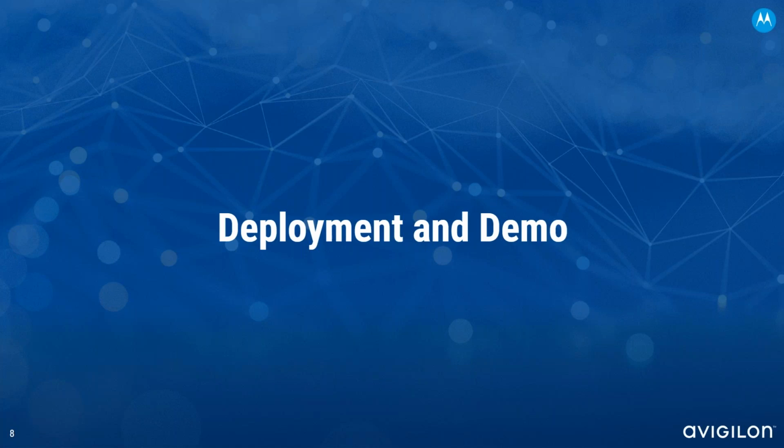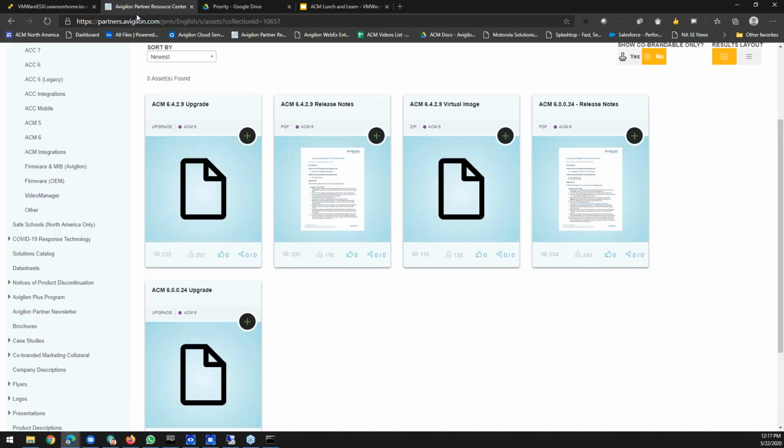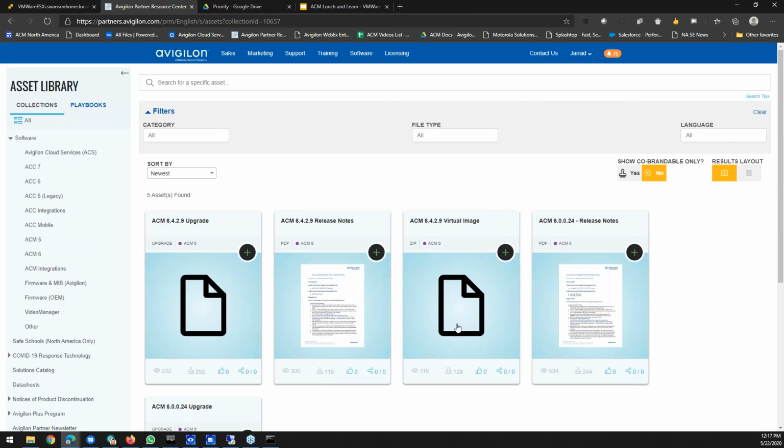Go ahead and close that guy down, and let's get out of full screen. I wanted to start by showing you guys where to find images, those OVA files, in the Partner Resource Center. If you navigate to partners.avigilon.com, and I challenge you to do this today if you're interested in deploying VMware, you've got VMware running at your office, you want to do what I'm doing, whether it's during the session or afterwards, this is where you're going to go.